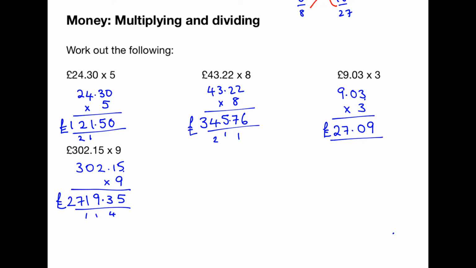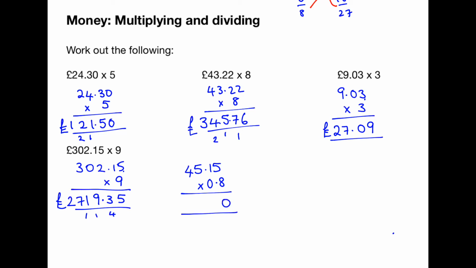Okay, I'm just going to do one more with you. We're going to do £45.15, and we're going to multiply it by 0.8 this time, because I don't want you to always assume that because you're multiplying money by an amount that you end up with automatically 2 decimal places in your answer like this. Okay, so let's work this one out.